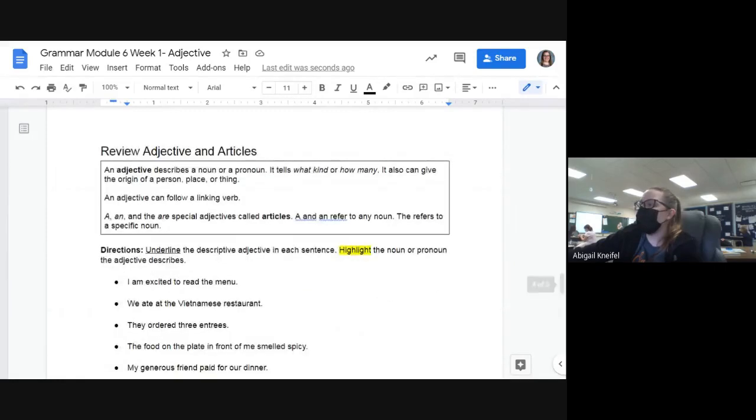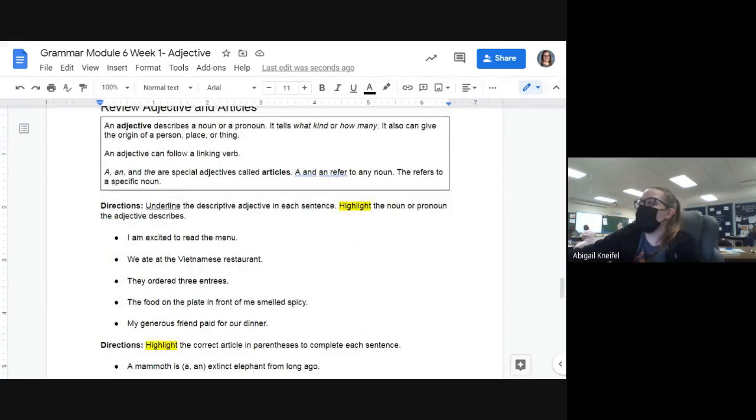And then last, or second to last page, we have reviewing adjectives and articles. So remember, yesterday we talked mainly about the adjectives that are the descriptive words that tell us how many and what kinds, and it also can give you the origin of a person, place, or thing, like where they're from. An adjective can also have a linking verb. A, an, and the, oops, this one is supposed to be not italicized. The is supposed to be italicized. A, an, and the, that's hard to say, are special adjectives called articles. A and an refer to any noun. The refers to a specific noun.